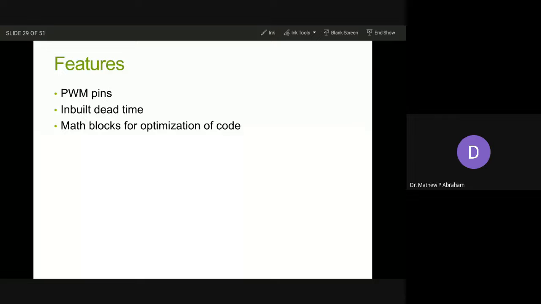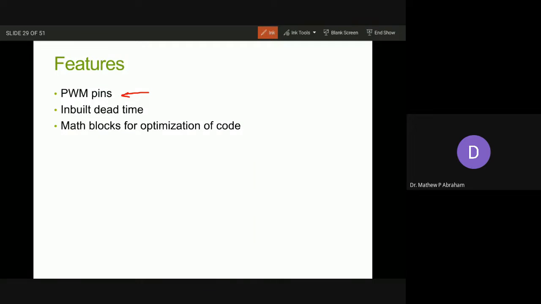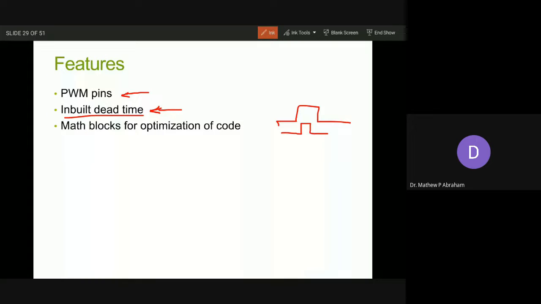So the advantage of going in for DSP based operation is that there are standard PWM pins, and we can create dead time in software itself. Right? If you are making use of the other data acquisition card, then this feature will not be available. So we have to create our own dead time to prevent shoot through in the same legs. That is the only disadvantage with this.